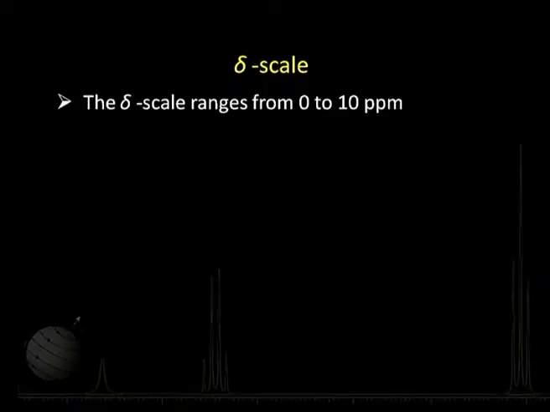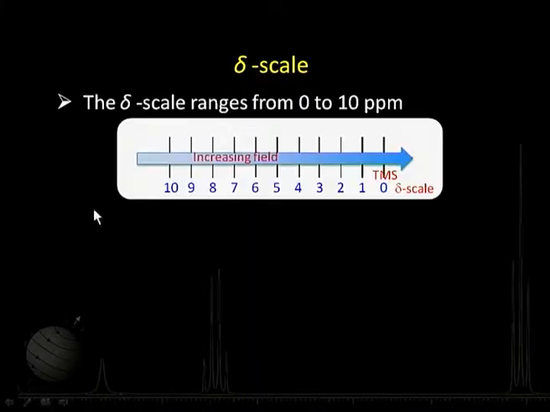This delta scale basically ranges from 0 to 10 ppm, because that is where most of the protons in different organic molecules absorb. Looking at this scale, TMS absorbs at the highest field, because this arrow indicates increasing field. TMS has been given a value of 0 as a frequency, and on the delta scale it is also 0.